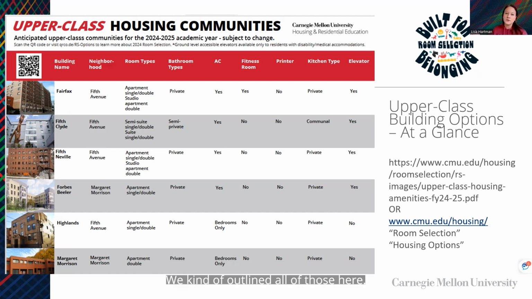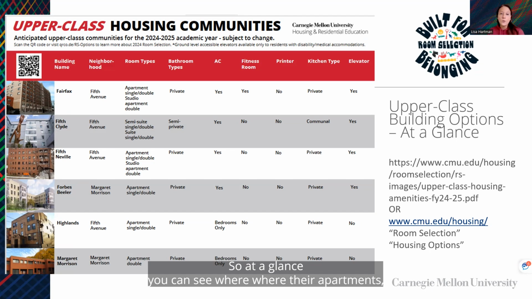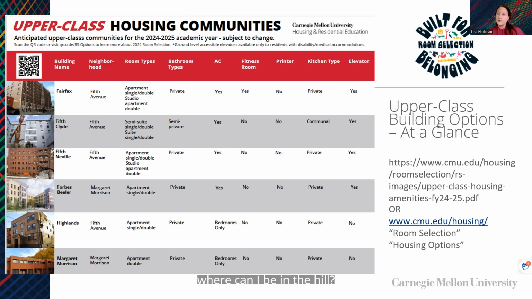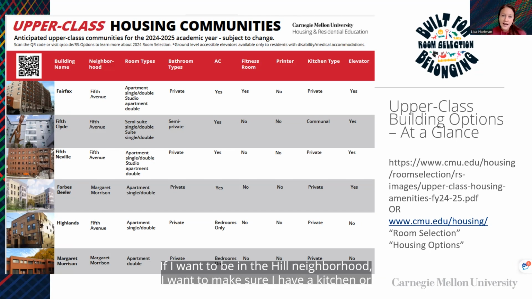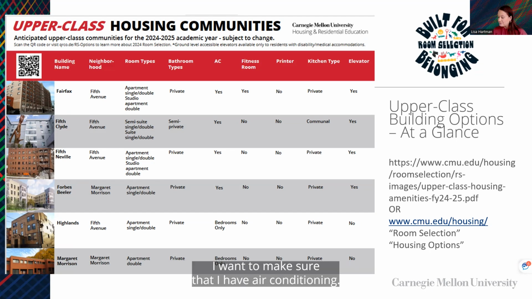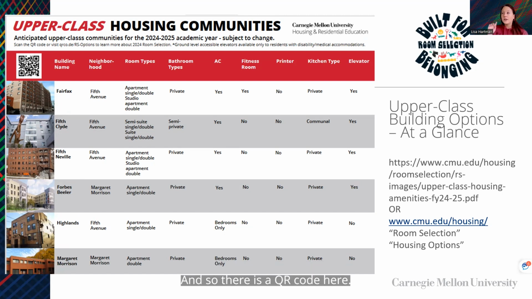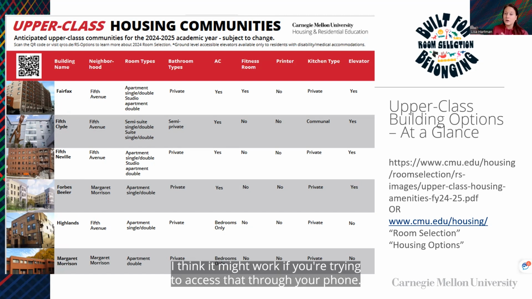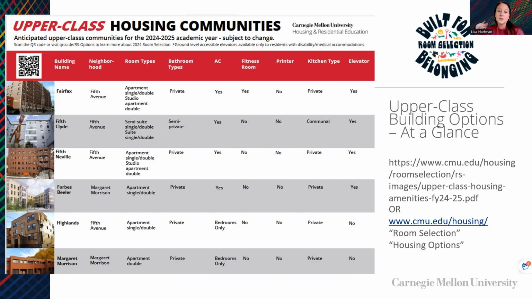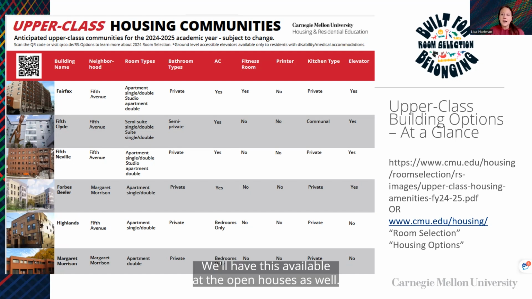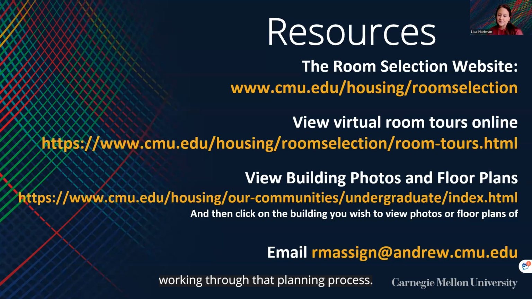We outlined all of those here so that at a glance, you can see where are the apartments, where can I be in the Hill? If I want to be in the Hill neighborhood, I want to make sure I have a kitchen, or I want to make sure that I have air conditioning. This is going to help you navigate those options. And so there is a QR code here. I think it might work if you're trying to access that through your phone, even on the screen, to take you straight to this form. So this PDF is really helpful. We'll have this available at the open houses as well. And so definitely reference this as you're working through that planning process.